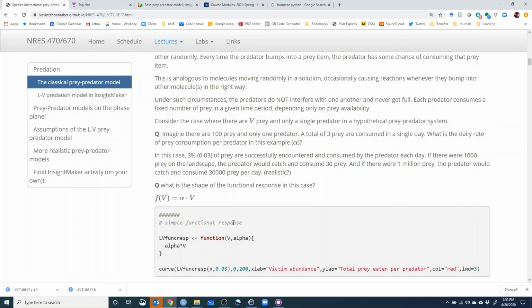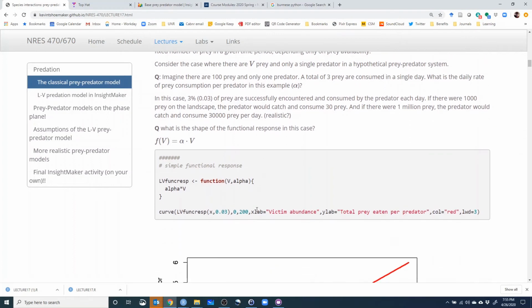All right. So we'll consider a simple case where there are V prey, there are V victims, and only one predator in a hypothetical system. So we can even put a number on V. Let's assume there's 100 prey and only one predator. A total of 3 prey are consumed in a single day. You have 100 prey, 1 predator, 3 prey are consumed in a day. That means that 3 out of 100 prey are consumed per predator, right?